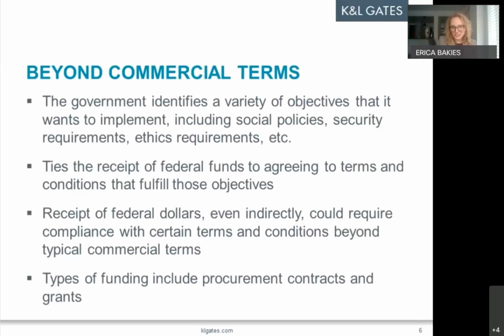To further ensure that these policies are implemented in a manner that the government deems appropriate, which can include widespread implementation, sometimes it will require even the indirect receipt of federal dollars to be bound by some of the government's terms and conditions. And as it turns out, not all federal dollars are equal. So here we were talking about two types of funding: procurement contracts and grants.